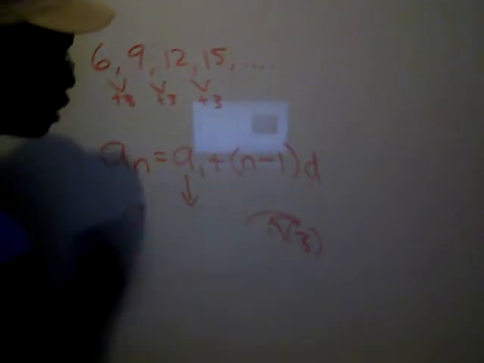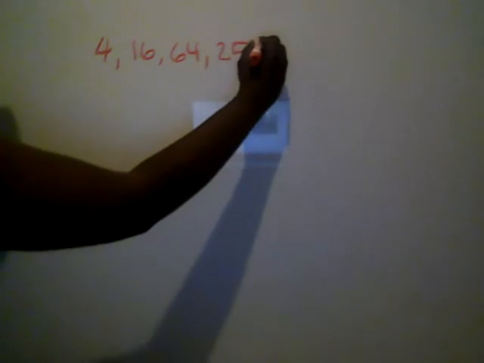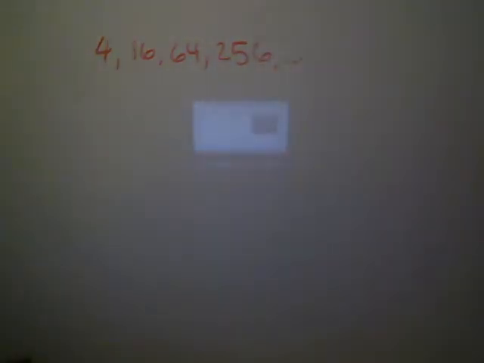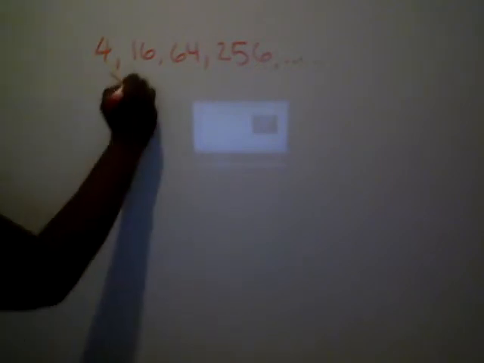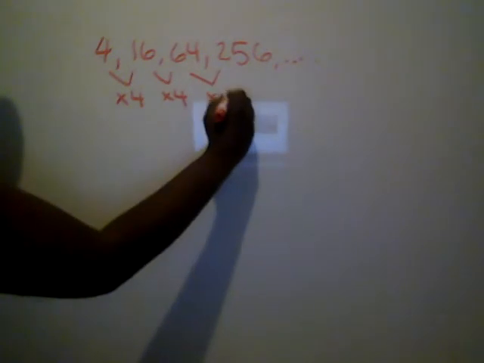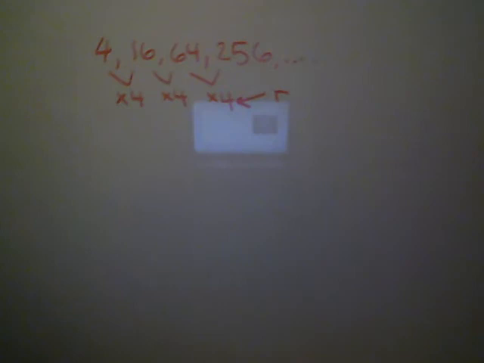Okay, so let's try one that is geometric, just as a very basic one, just to practice. As long as you have the basics down, the more complicated problems will fall in place. So let's say we have 4, 16, 64, 256, and then it keeps going on. And our goal is to create a formula for it. Well, we notice that this is multiplying by 4. To get to the next, we're multiplying by 4. So that is our common ratio, or our r value.